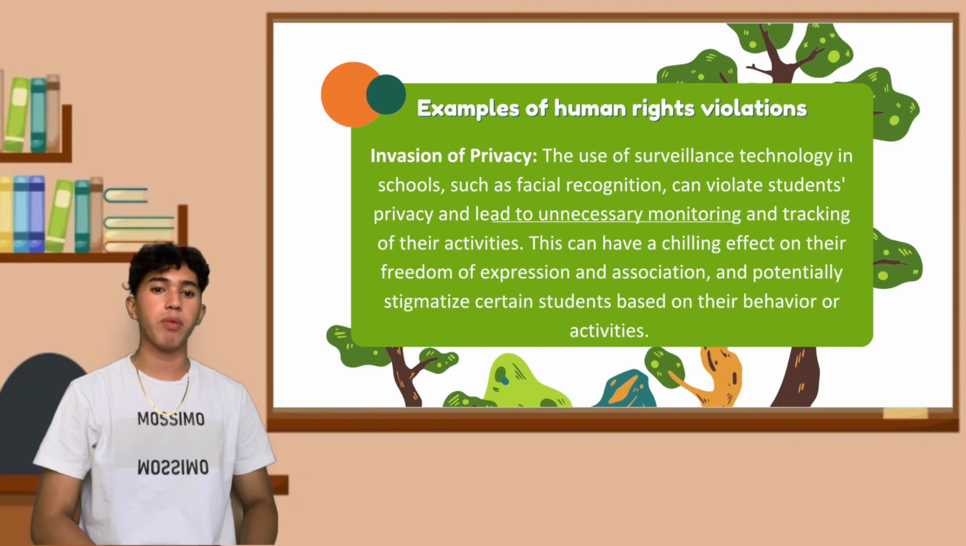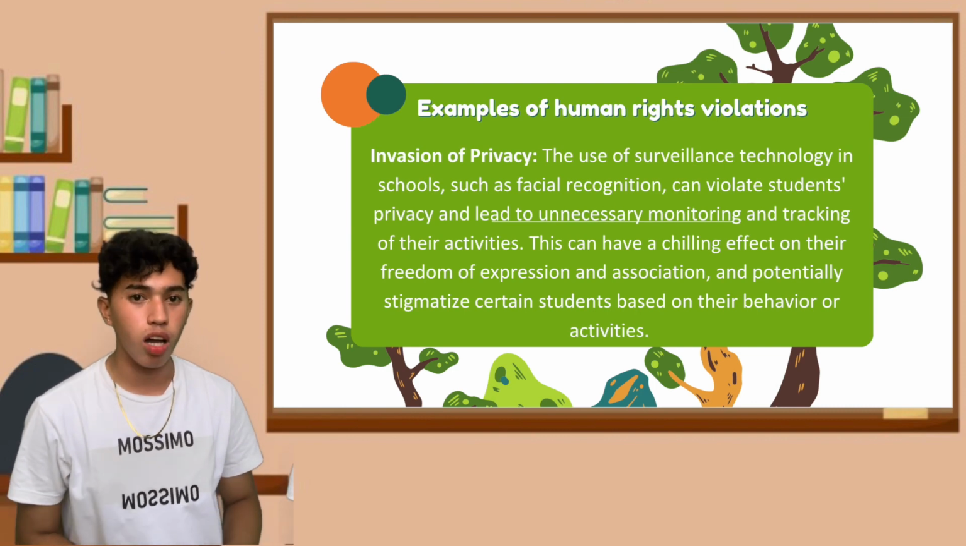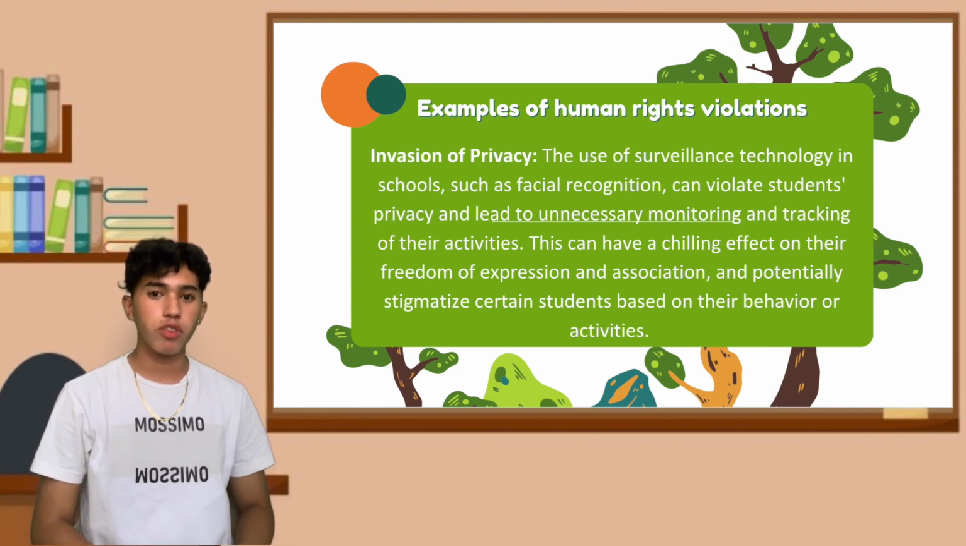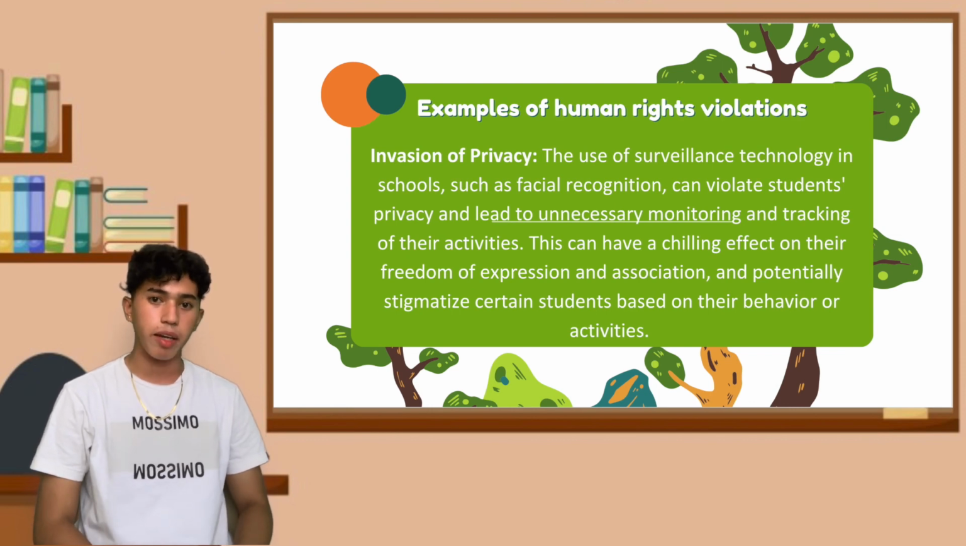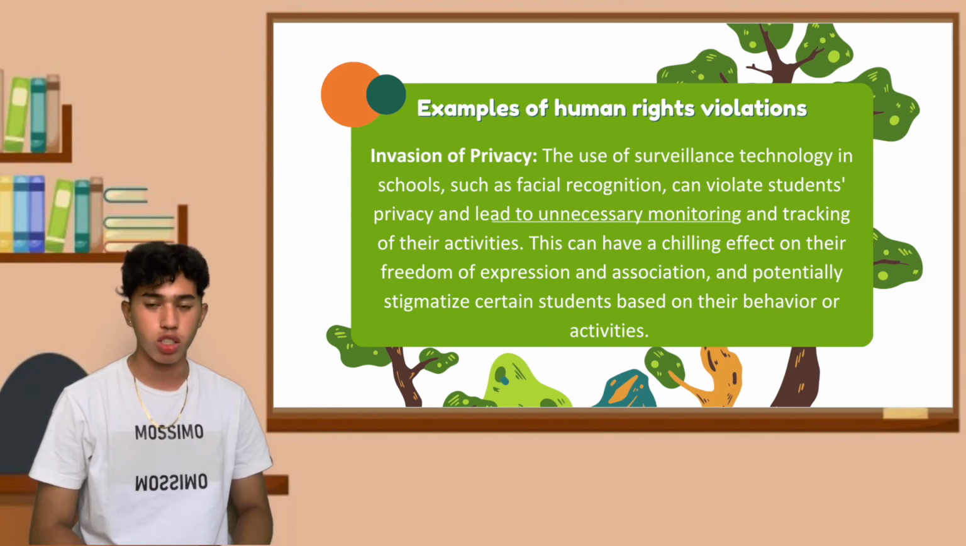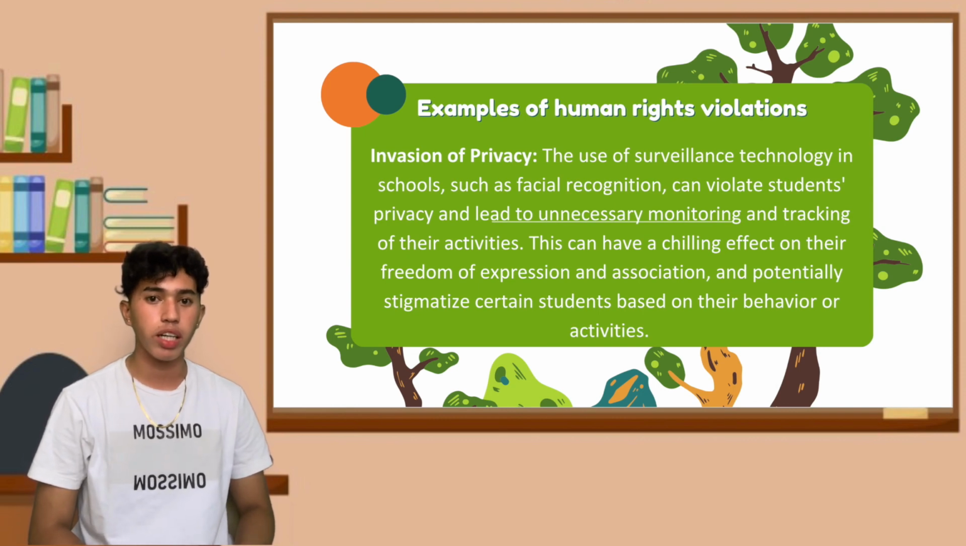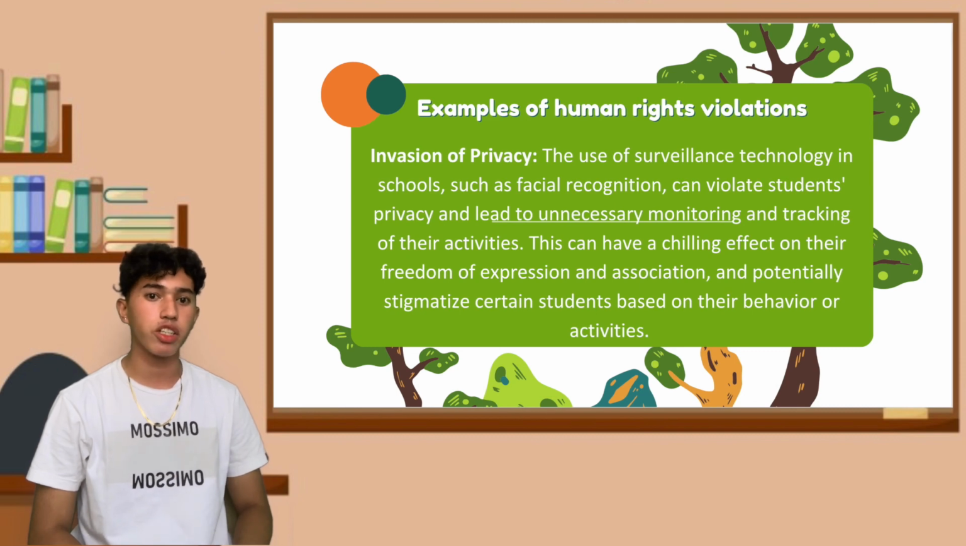Examples are given below of how science and technology violate human rights in terms of education. First things first, we have the invasion of privacy. The use of surveillance technology in schools, such as facial recognition, can violate students' privacy and lead to unnecessary monitoring and tracking of their activities. This can have a chilling effect on their freedom of expression and association and potentially stigmatize certain students based on their behavior or activities.